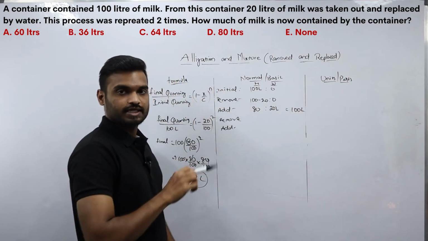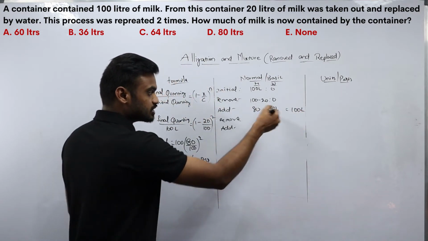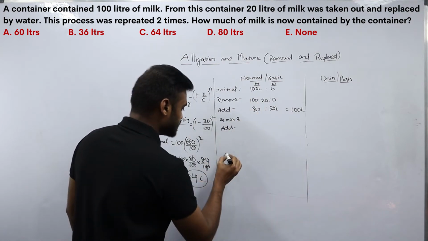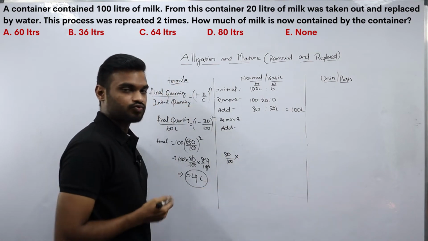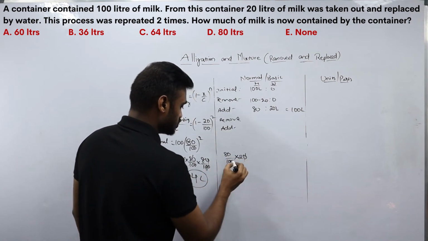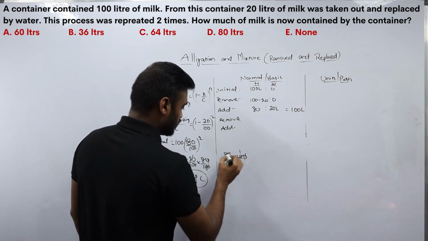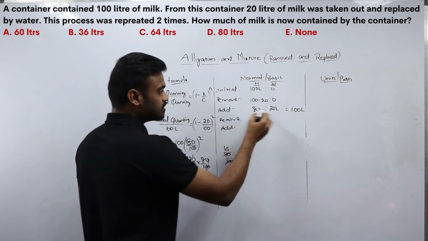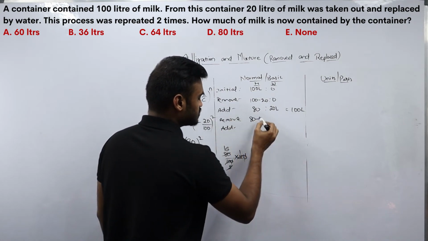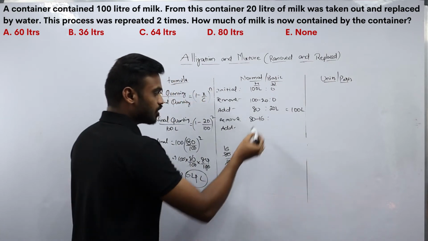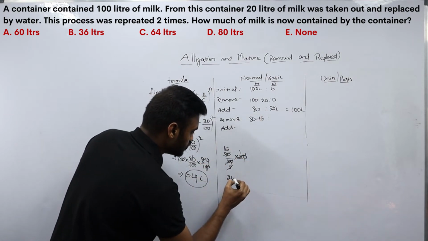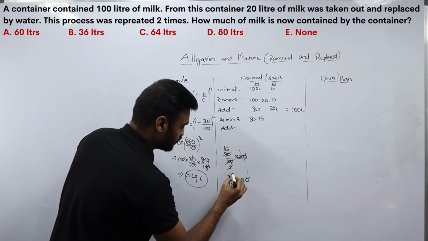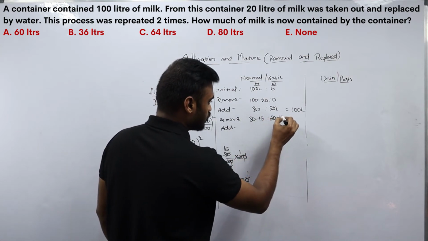Now again we are taking out 20 liters of mixture. Out of 100 liters, milk quantity is 80 liters and we are taking out 20 liters. So 80 by 100 into 20: 0, 0 will be cancelled, and 2 fives are 10... we get 16 liters of milk taken out from this 80 liters. 80 minus 16 is 64. Now out of 20 liters, 20 by 100 into 20 gives 4. So out of 20 liters, we are taking out 4 liters of water.